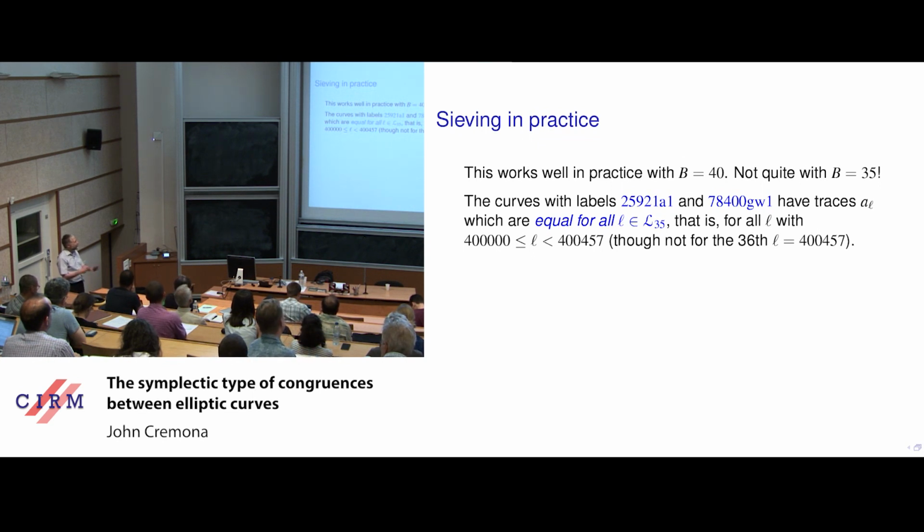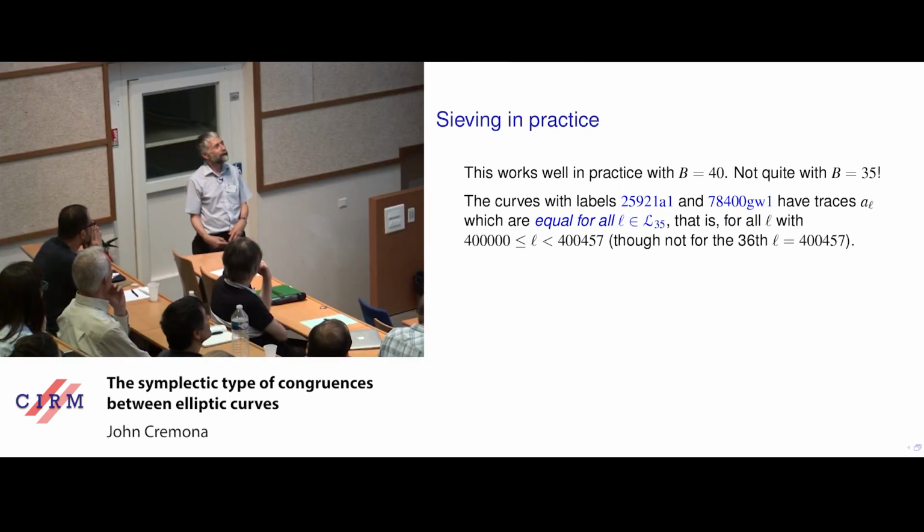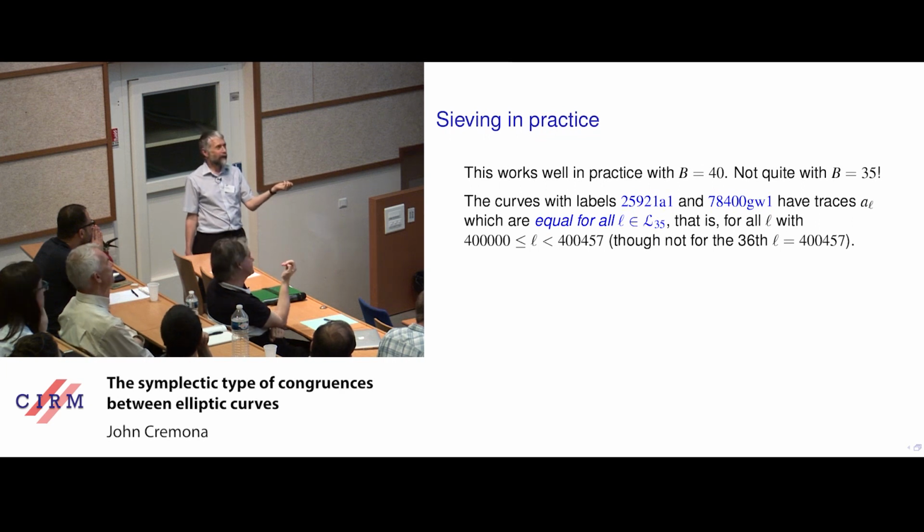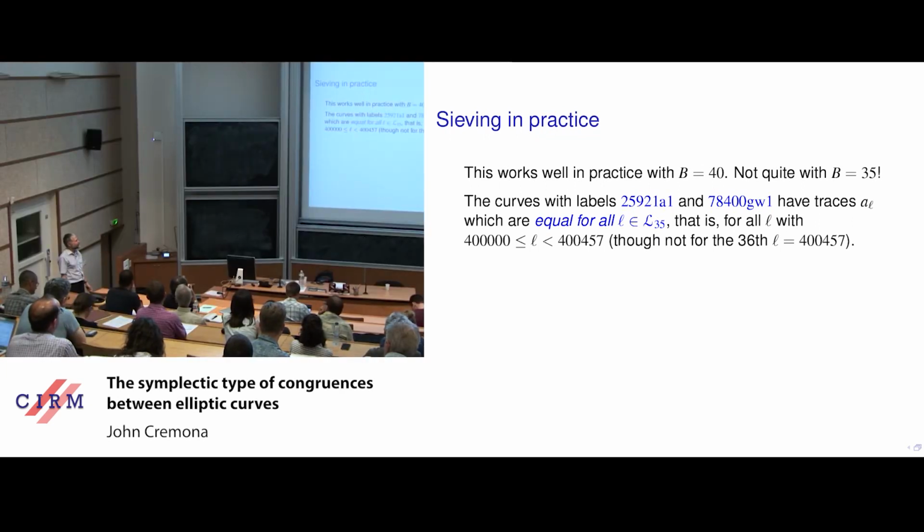In fact, these curves, they're twists of each other. They both have CM by square root minus 7, so half the traces are 0 anyway, and the ones that aren't 0 just happen to be quadratic residues modulo whatever the twist is. And so when I chose 30 or even 35, this pair always was the only false clash I ever found. So eventually I turned up B to 40, and then I get no false clashes at all. 36 would be enough. And then this interval was just like accidental. If you had started at 500,000.